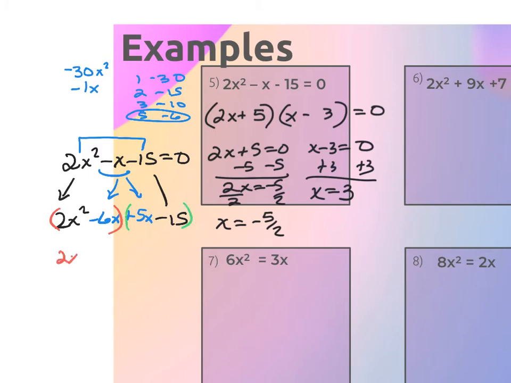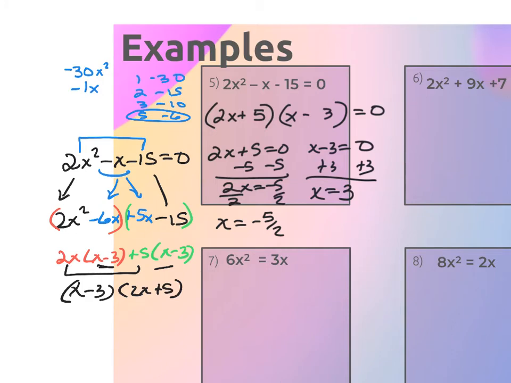GCF here of red is 2x. GCF of green is going to be +5. These two are the same, write it once, and then take the two GCFs that you just divided by. And then notice this answer that I just got is the same as when I guessed and tested. So again, I don't care which method you use for factoring, just use the method that's going to work best for you.